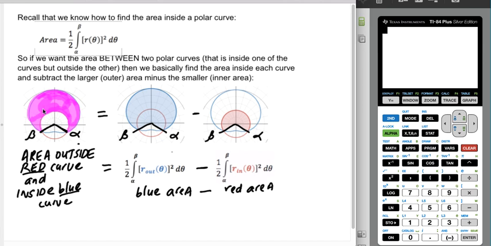So if I wanted this sort of purply pink section, I would find the area inside the blue curve, the bigger curve, from alpha to beta, and I'd find the area inside the smaller curve, the pink curve, from alpha to beta, and I'd subtract them, right? So blue area minus red area gives me this purple shaded region.